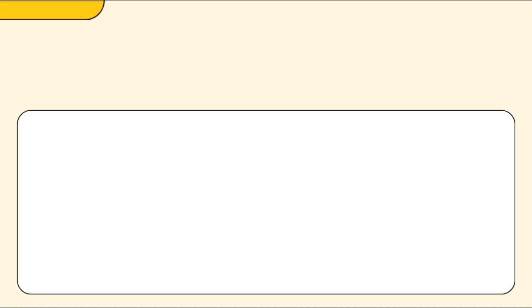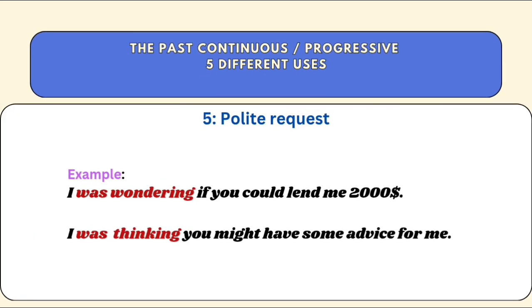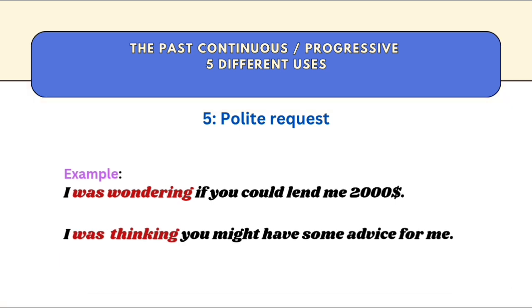Number 5, polite requests. I was wondering if you could lend me $2,000. We have studied something similar for the simple past, right? But the first part of the sentence here, was wondering, is at the past continuous. But there is no graph because it doesn't really apply. Here's another one. I was thinking you might have some advice for me.